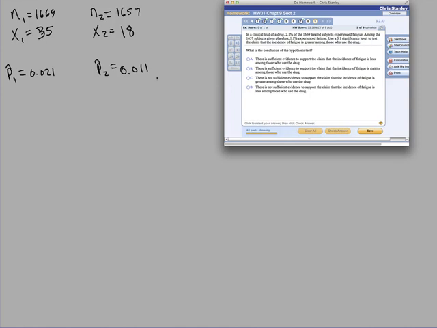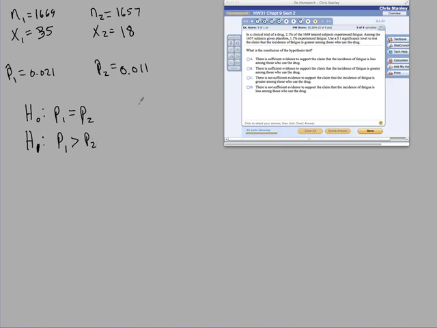Okay, now I'm setting up my null. So get comfortable doing these. You always assume P1 is equal to P2. We're assuming there's no difference. And now I'm getting my alternative. It says that the incidence is greater of those who use the drug. So these use the drug, so I'm testing if this P1 is greater than this P2. I'm testing an alpha of 1%, which means that if it does happen, it's pretty good evidence. It's harder to reject here.